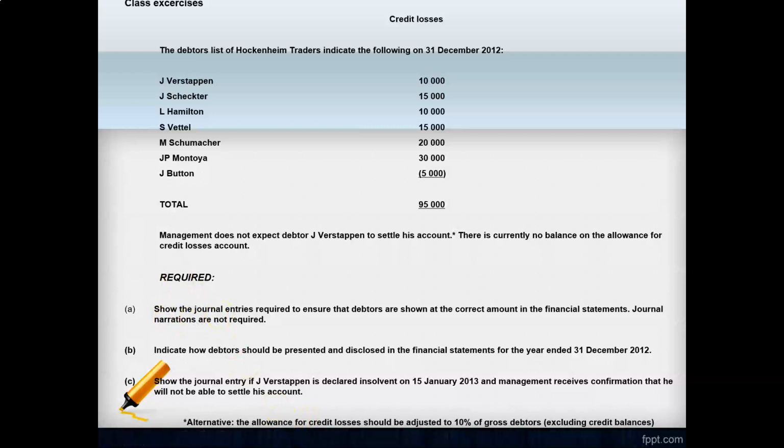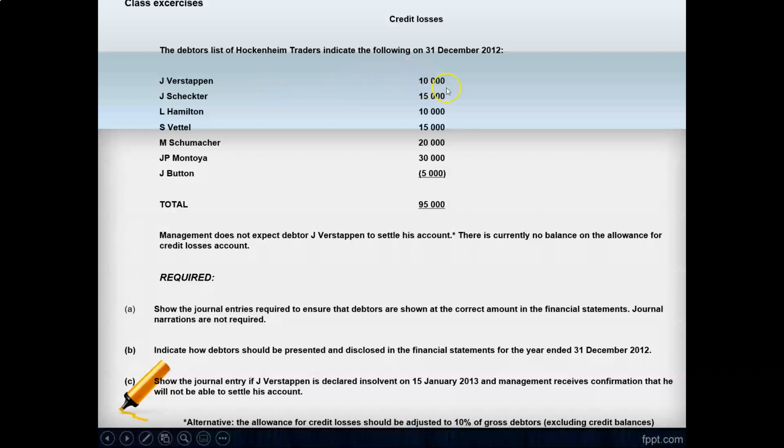We are at year end. We expect that Verstappen, who owes us 10,000 Rand, is not going to settle his bill. So we don't want to remove him out of our debtors book. We don't want to remove him from our debtors list. All we want to do is to make sure that our debtors are shown at a fair value in the financial statements. So what are we going to do? We're going to create an allowance for credit losses.